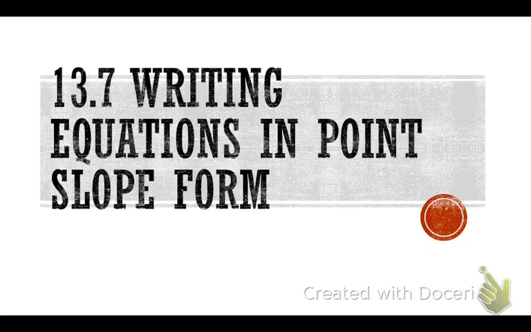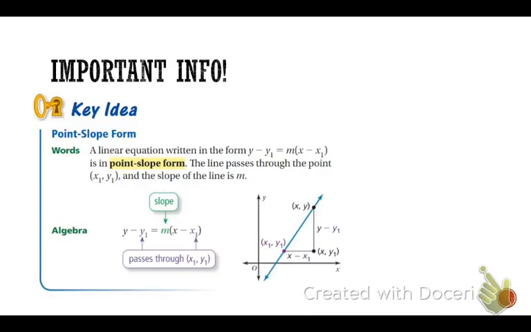Okay, so we're in section 13.7, writing equations in slope-intercept form. So the whole goal is to get back to the y equals mx plus b format, all right, and to use a point on the line and an ordered pair, or maybe even two ordered pairs, to get the equation in slope-intercept form.